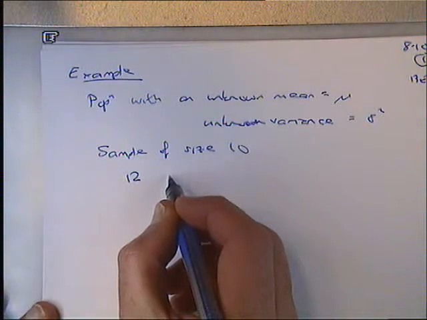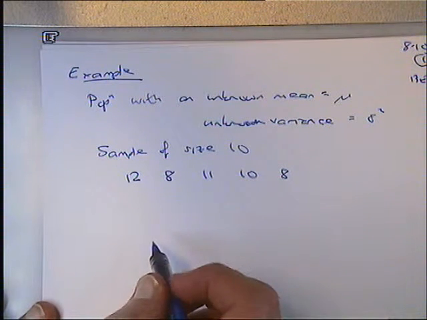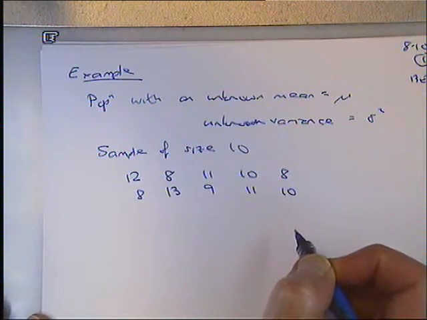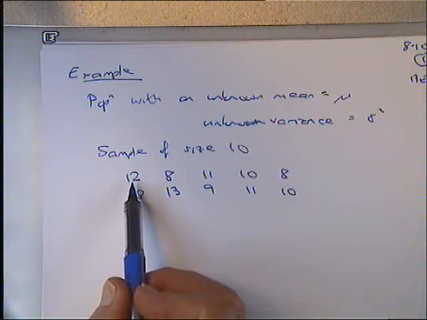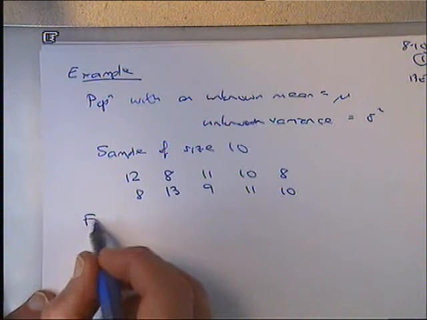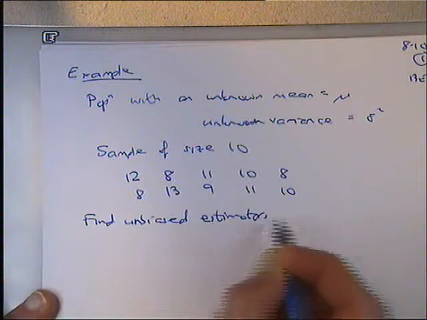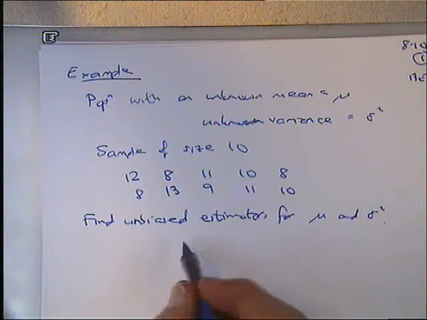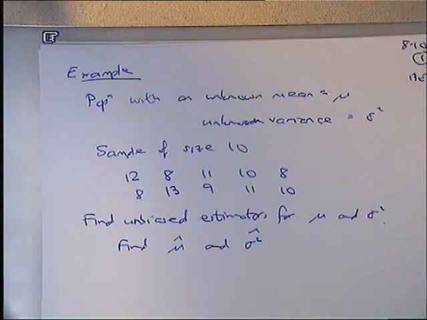So our values are 12, 8, 11, 10, 8, and 8, 13, 9, 11, 10. So those are our sample values. If you wanted to, you could call the first one x1, that's x2, that's x3, then here that would be x10. So what we're going to do now is find unbiased estimators for mu and sigma squared. And if I use my other notation, I could say we are going to find mu hat and sigma squared hat, because that's what that means.